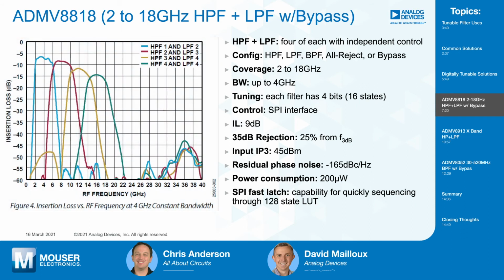The plot shown here is for a constant 4 gigahertz of bandwidth. And the important thing to note is we've combined high-pass filter 1 and low-pass filter 2 to create the first 4 gigahertz of bandwidth. We've combined high-pass filter 2 and low-pass filter 3 to create the next 4 gigahertz of bandwidth, and so forth. So you can really interchange any high-pass filter with any low-pass filter within the chip.